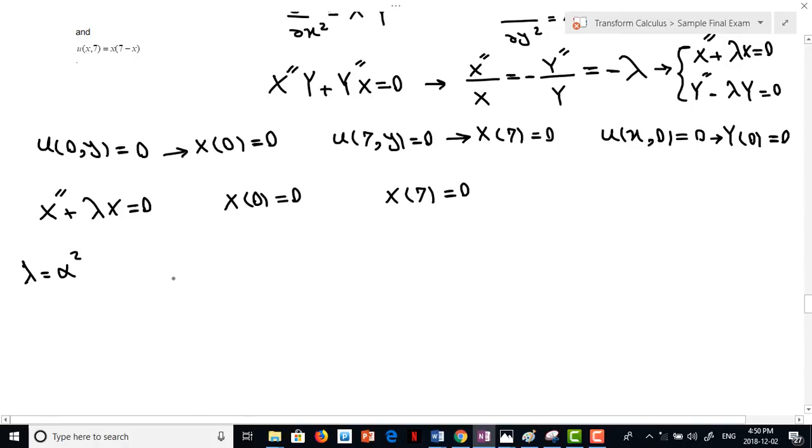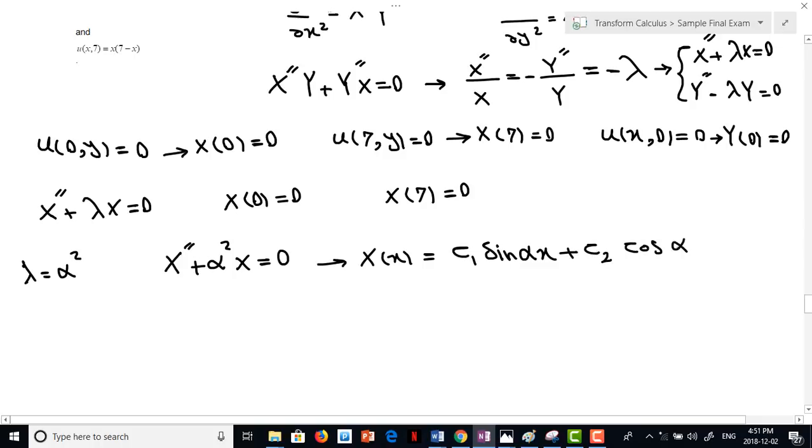So if lambda is equal to alpha squared, we have x double prime plus alpha squared x is equal to 0. Solution of this ordinary differential equation is in the formula sheet. So you can see X of x is, let's say I use C1, C1 sine alpha x plus C2 cosine alpha x.